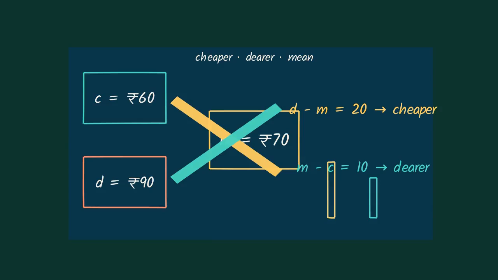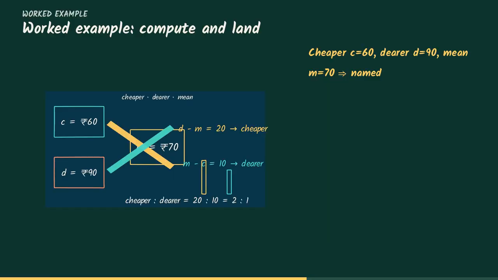Now D minus M equals 90 minus 70. This gives 20. Now M minus C equals 70 minus 60. This gives 10. Now cheaper to dearer equals 20:10. This gives 2:1. The result is 2:1.